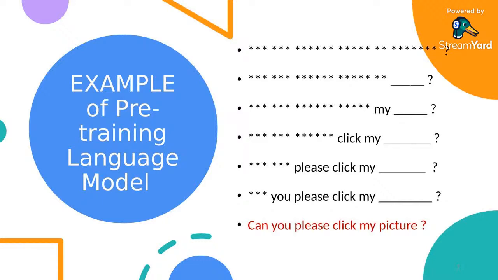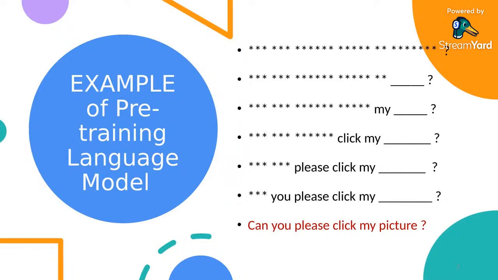Let's say you have a sentence. The example is of guessing the word. I give you the sentence like this, and then slowly, one by one, I reveal the words of the sentence at a particular instance. In the first instance, the word revealed is "my." Then second, "click my." Then third is "please click my." Fourth is "you please click my." As we follow this procedure to reach the last sentence, at a particular stage you are going to guess what can be inside the fill in the blank.